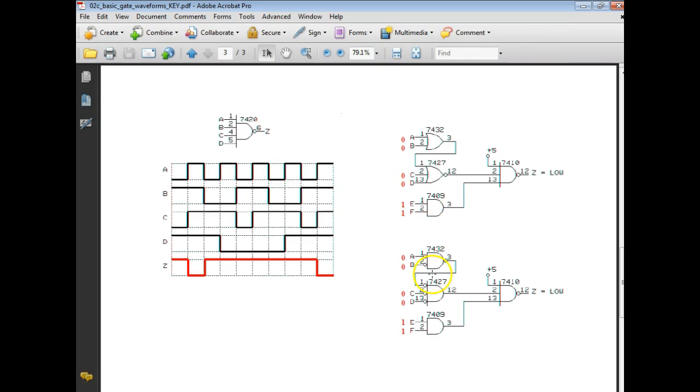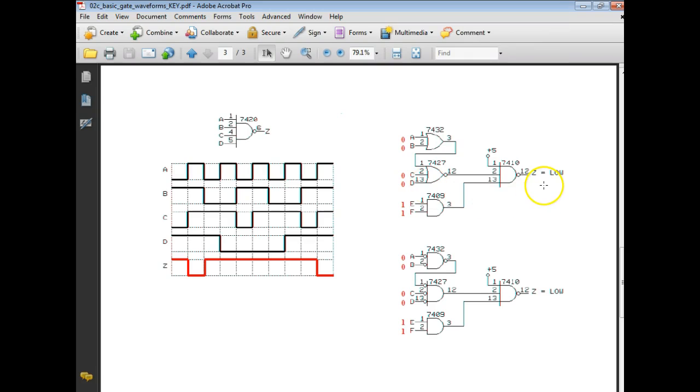And what I'm trying to do, so this is the exact same circuit. Look, the part numbers are exactly the same. This is a 74LS32. This is a 74LS32. This is a 7427. This is a 7427. This is a 7408. This is a 7408. But the problem is, this one down here is drawn in active logic. This one up here is drawn in positive logic.